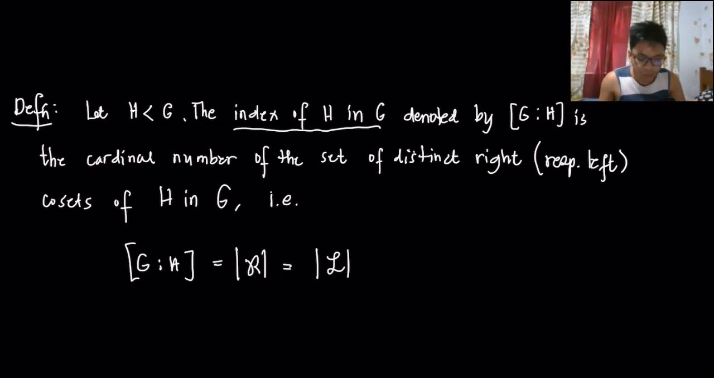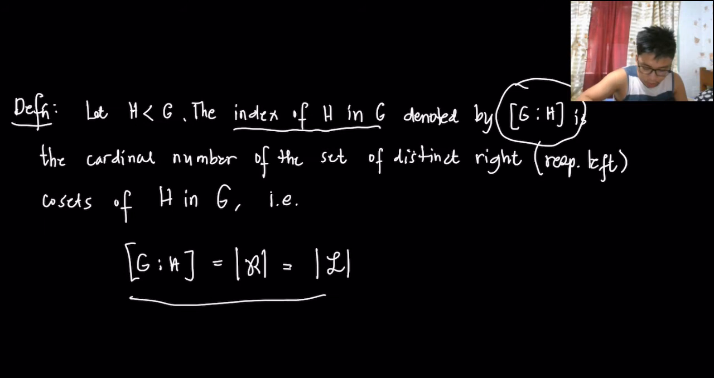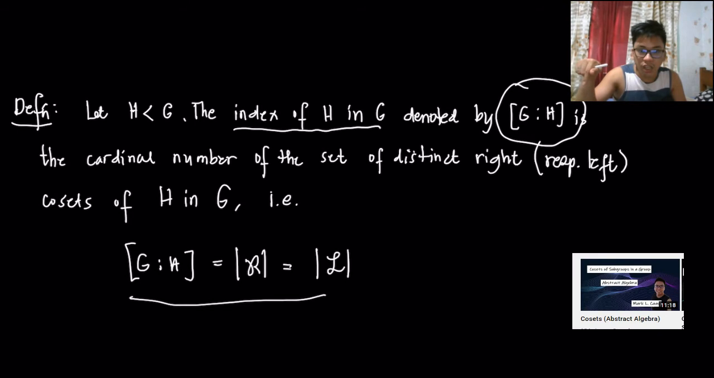So we have a definition here: provided you have a subgroup of a given group G. In this case, our subgroup H is a subgroup of a group G. The index of H in G, denoted by the symbol, is the cardinal number of the set of distinct right, respectively distinct left, cosets of H in G. And we will use this notation here. If you're still wondering about the distinct right and left cosets of H and G, you might want to check this thumbnail here for the video explanation about the cosets.